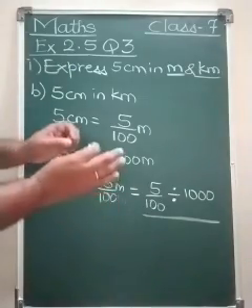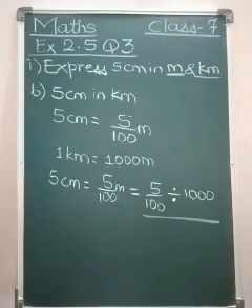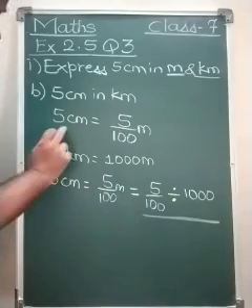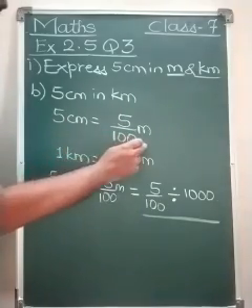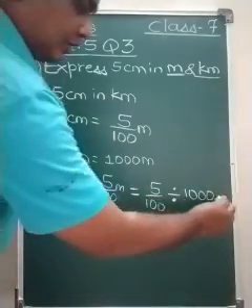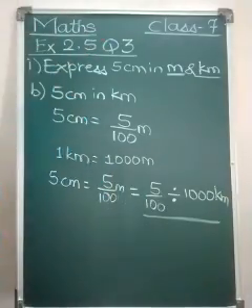This is the first sum. It may be confusing to you. Again, remember, we are going from small to big, therefore we have divided. We have converted centimeters into meters first. Now these meters are to be converted into kilometers. So here we would write kilometers.